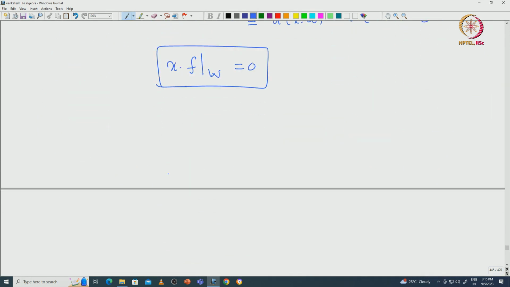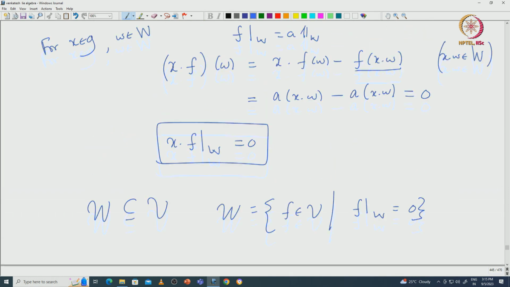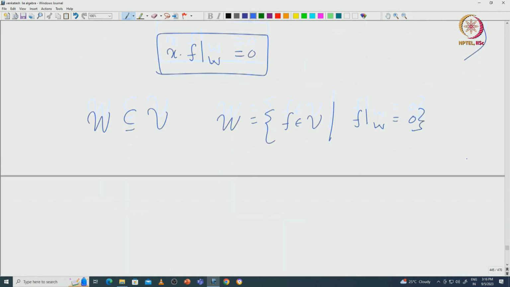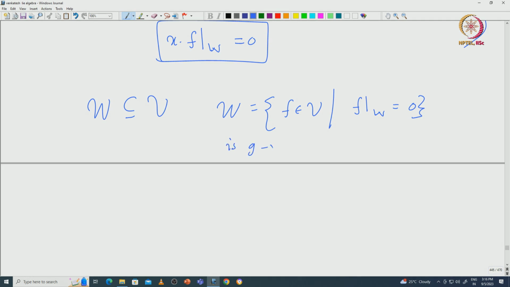Now what we will do is construct another sub representation W inside V. This is going to be a sub representation of V of codimension 1. How is this defined? W is those f inside V such that when you restrict f to capital W, it must be 0. This is a subspace of V, and a similar computation tells us that this W is also a sub representation. It is easy to check that this is a G sub representation of V.